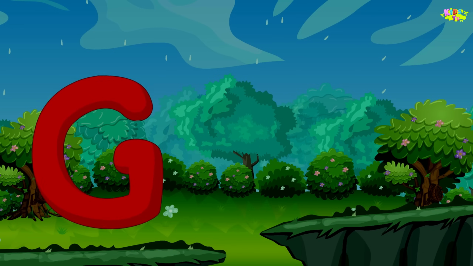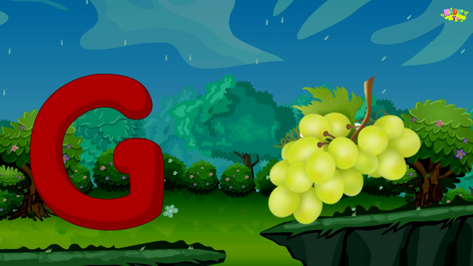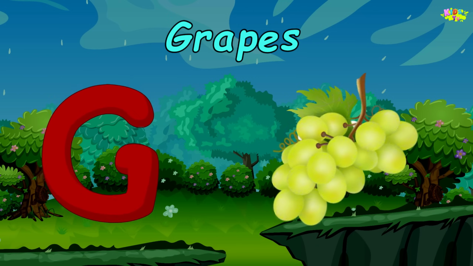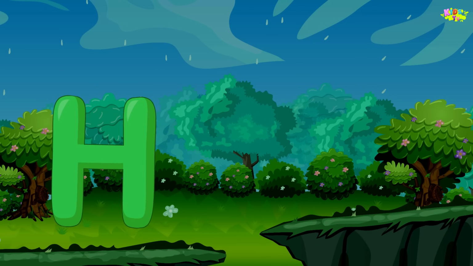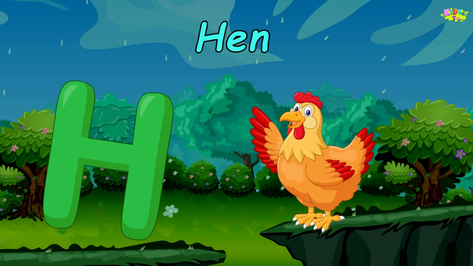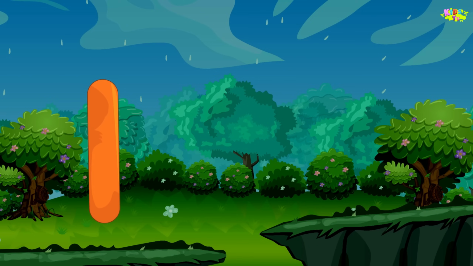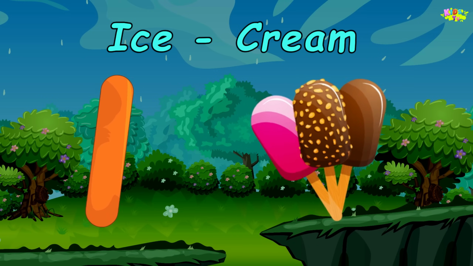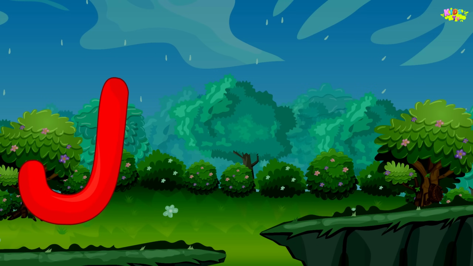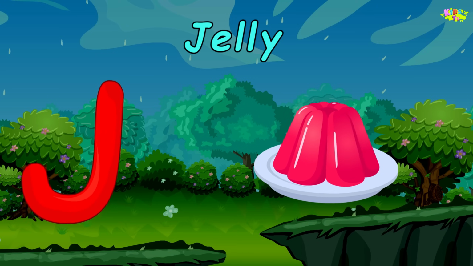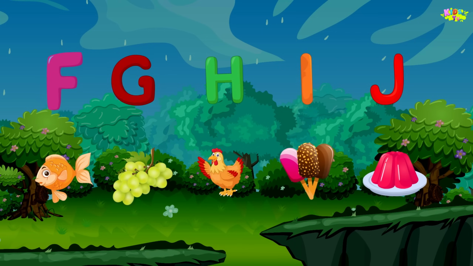G is for grapes. H is for hen, hen, hen. I is for ice cream, ice cream, ice cream. J is for jelly, jelly, jelly.